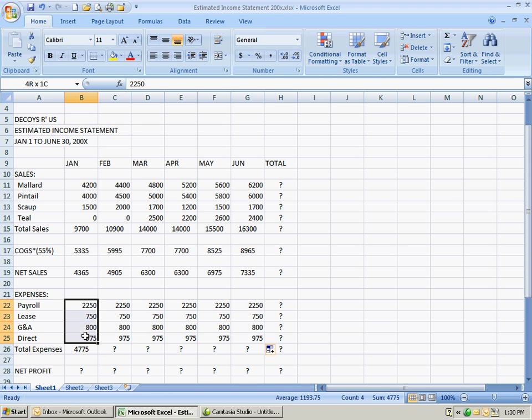We could have highlighted all four of the numbers and dragged them over. That would have saved a lot of time. And then we go down and copy the formula over like we've been doing. Of course, it's going to be the same number because all the numbers above it are the same.